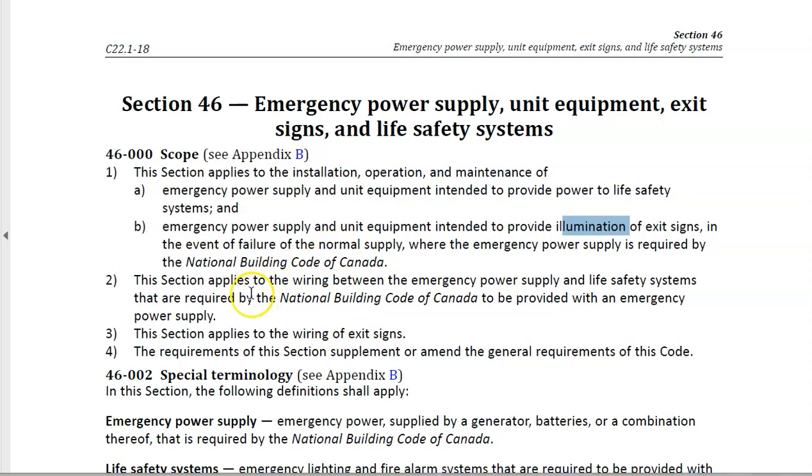And then subrule 2 says the section applies to the wiring between the emergency power supply and the life safety systems that are required by the National Building Code of Canada. In other words, we're not going to find anything inside of our electrical code that tells us when we need to have lighting. We're just going to cover the electrical rules about how we install that emergency lighting.